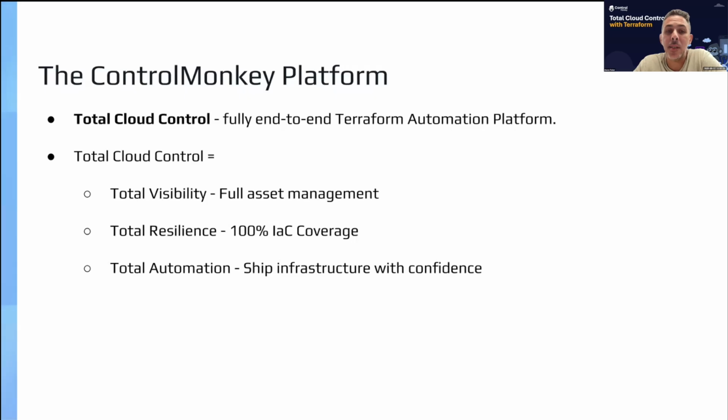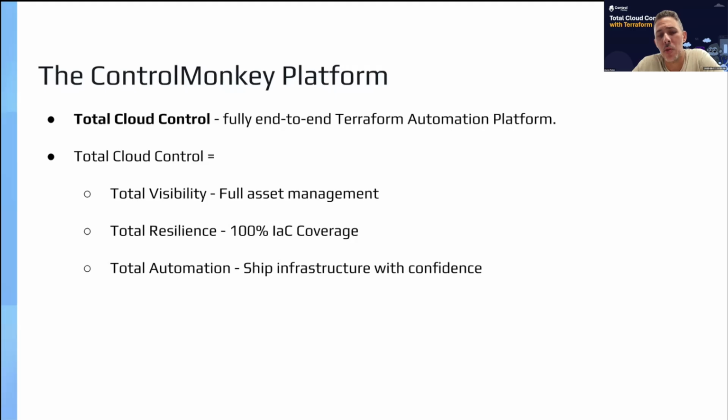Second thing is total resilience. So we help customers to achieve 100% IaC coverage with our AI-powered code generation that knows to reverse engineer existing infrastructure in your current cloud accounts to Terraform, OpenTofu.